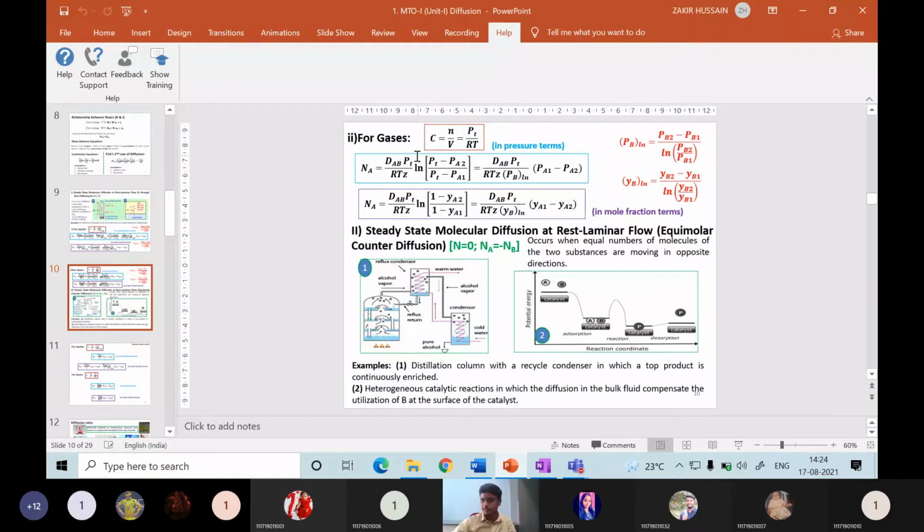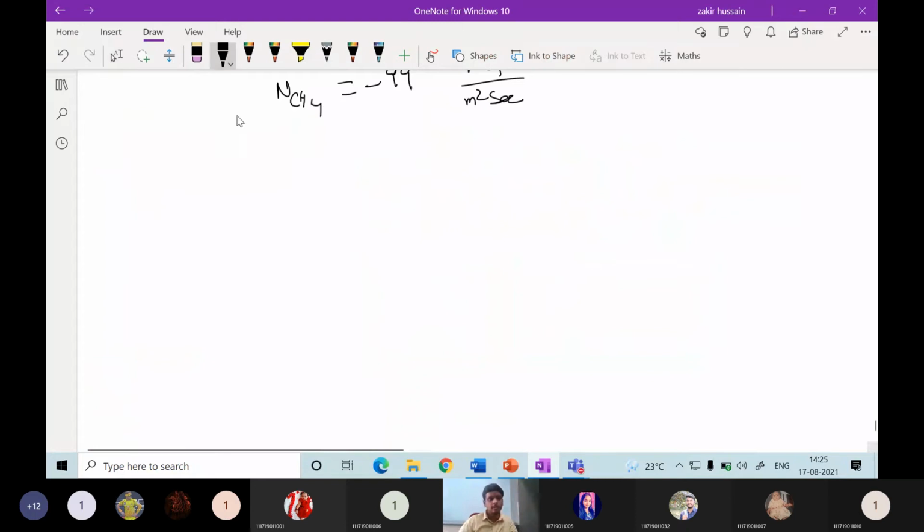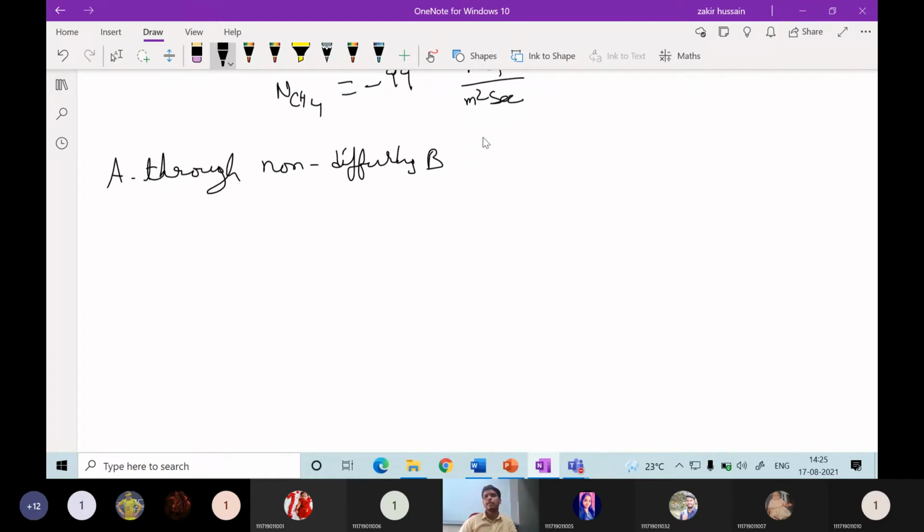Then the next case is this one, A through non-diffusing B for the gases case. So how to do that one? Let us see. That is A through non-diffusing B for the gases. So previously we have seen for the liquids. Okay, for the gases. So what is Fick's first law?